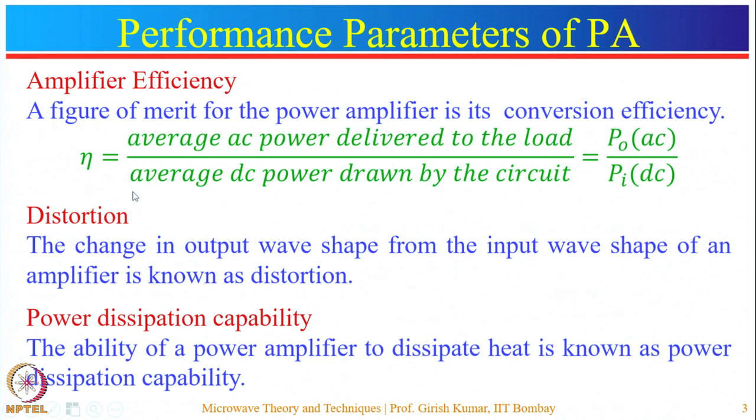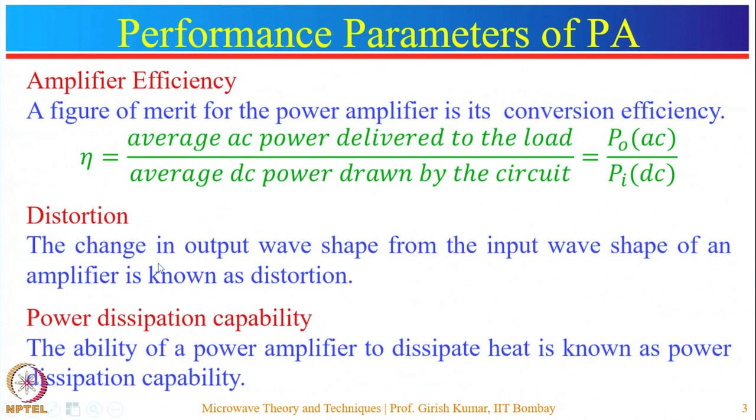Next consideration is the distortion in amplifiers. Now depending upon the output current, the various types of amplifiers provide various types of waveform. So the distortion is defined as the change in output wave shape from the input wave shape. These distortions could be of various types like amplitude distortion, harmonic distortion and crossover distortion. We will talk about these distortions a little later.